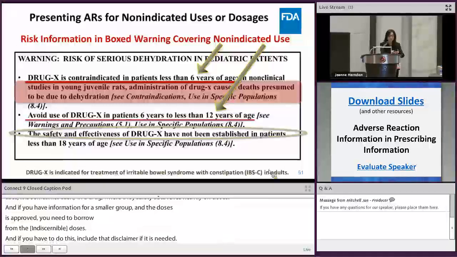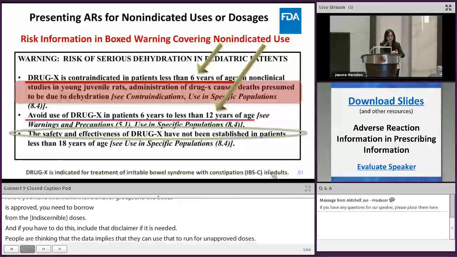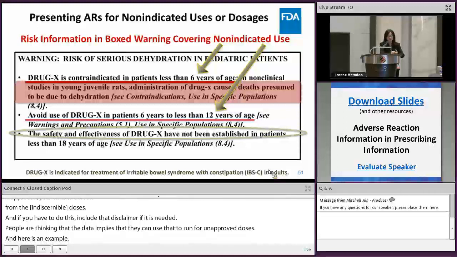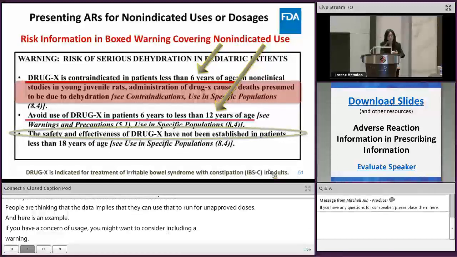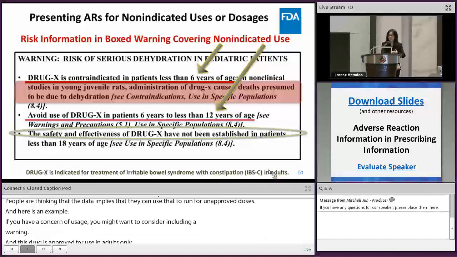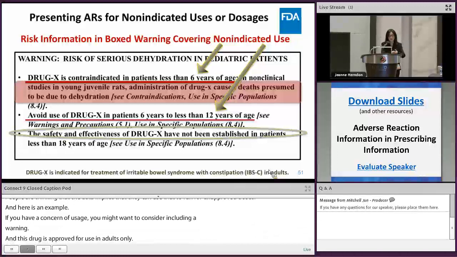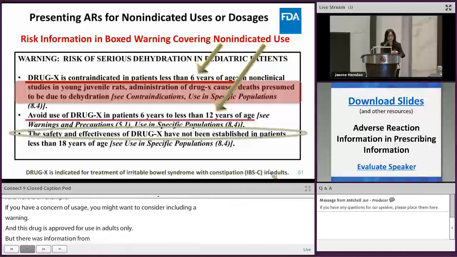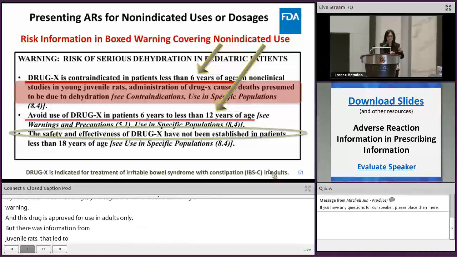Here's an example, the most extreme example. If you have a concern of usage that rises to the level of including it in a box warning, in this particular case, this is also a recently approved drug. This drug is approved for use in adults only. It's for irritable bowel syndrome with constipation, but there was information from young juvenile rats that led to death, presumed to be due to dehydration. And so the concern that this drug might be used off-label, for instance, in these populations, might warrant including this information in the labeling. So in this case, it is an extreme example.